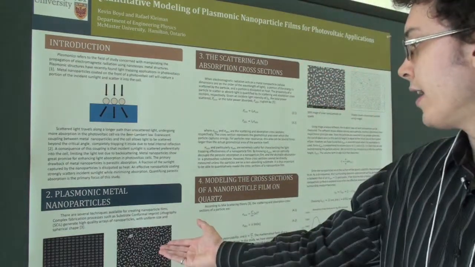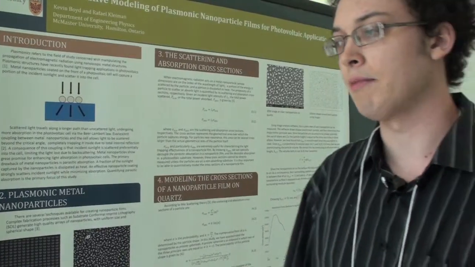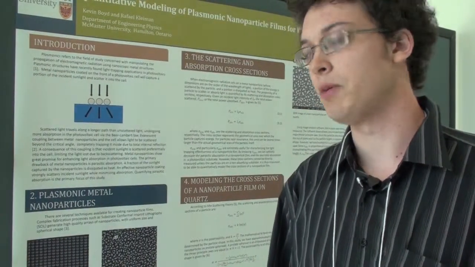So what I have here is a nanoparticle film that I've created, and as you can see, there's no definite shape or size to the particles. They're random and blob-like in shape. So what I want to do is quantify how much absorption we expect to see in these nanoparticles. This absorption is parasitic and we want to minimize it as much as possible.